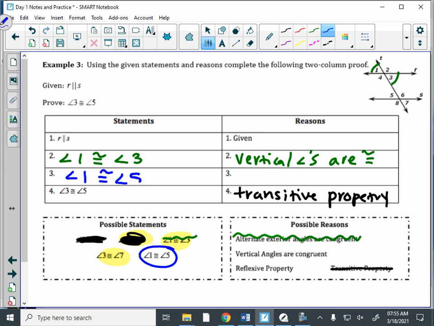Angle 1 is congruent to angle 5. Look at your diagram. Why are angle 1 and angle 5 congruent? Look at your options. We already used, oh, I scratched out the wrong one.